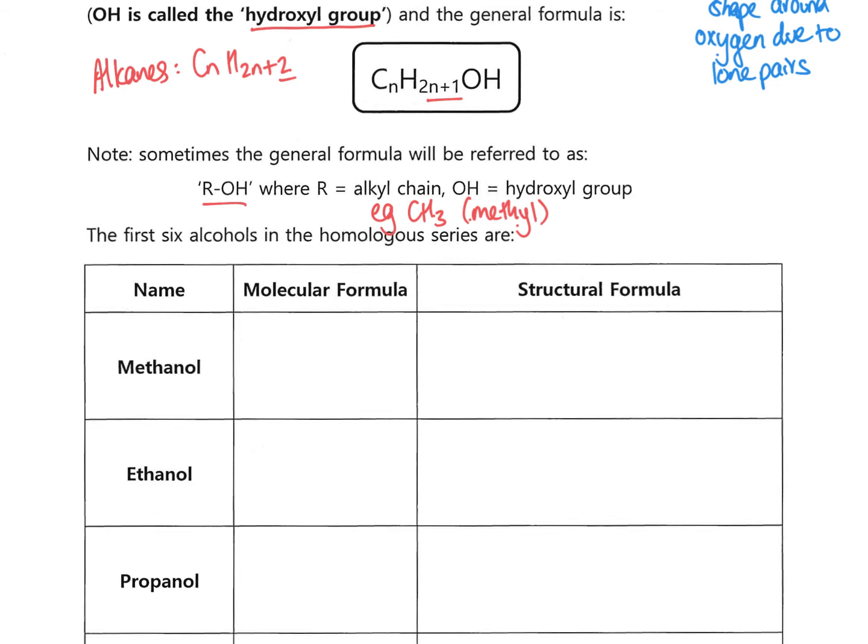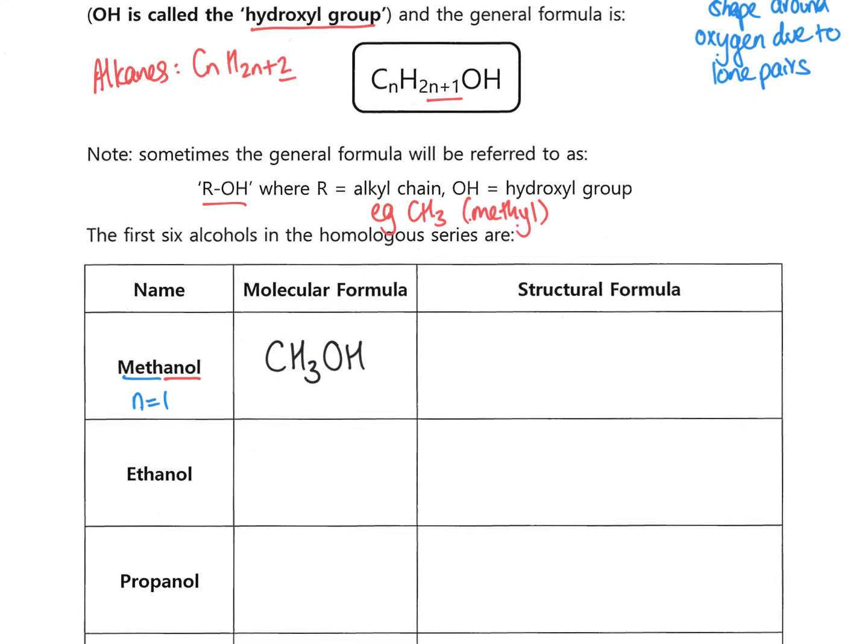So the first alcohol in our series is going to be called methanol. Notice how the meth bit means that there is 1 carbon, and then the anol bit refers to the fact that it's an alcohol. So following your general formula, you would see that Cn is C1, but we don't include 1s in formula, so that's just going to be C. Then H2n+1 is going to be H3, and then our OH. And that's the way we would write our molecular formula.